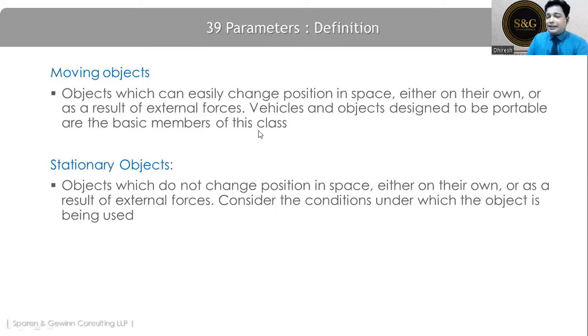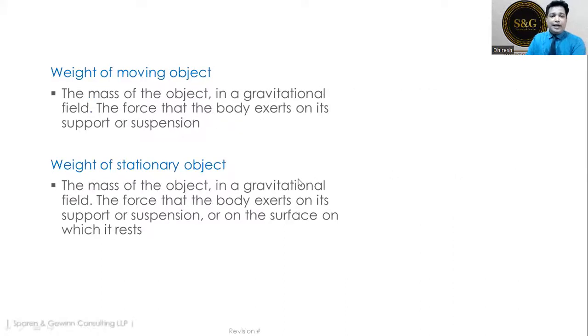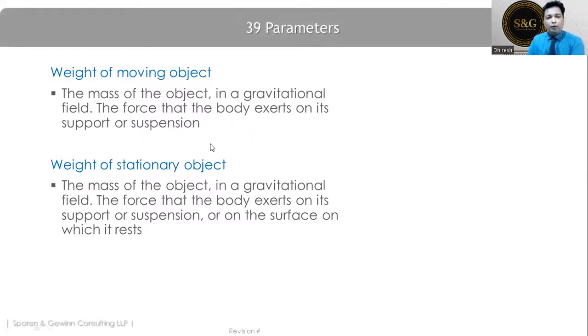So these are the 39 parameters explained clearly, literally one by one. Okay, nuts and bolts. So I'm not going through this. You just read them at your leisure time and understand them. It's very simple. Weight of moving object, mass of the object in a gravitational field, the force that the body exerts on the support or suspension.